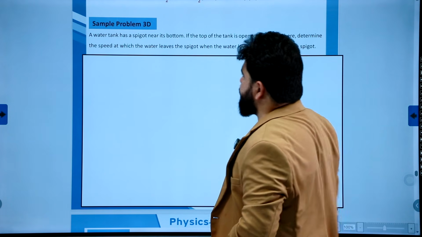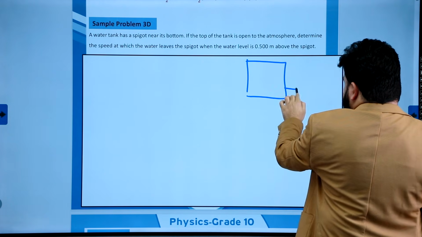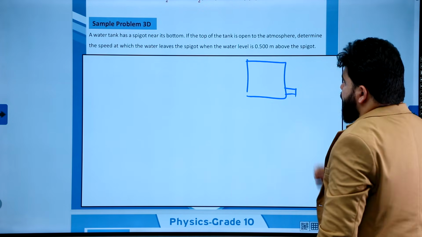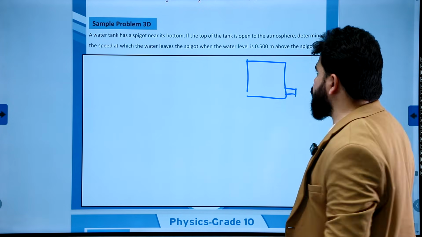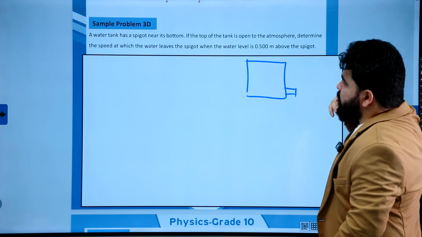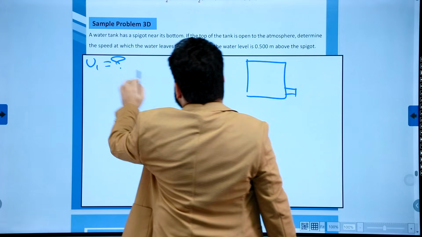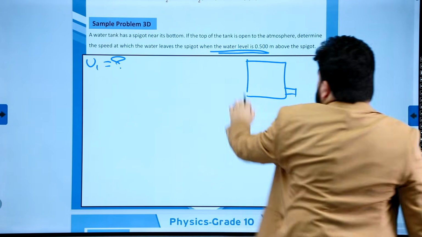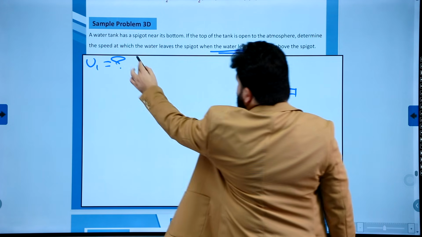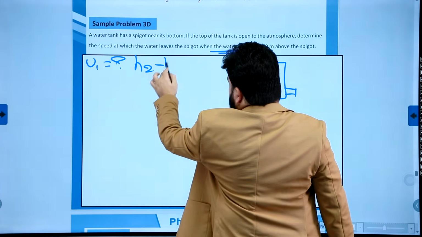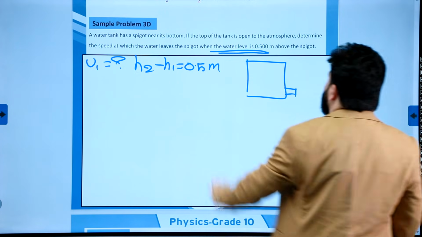A tank has a spigot near its bottom. So you basically have a tank like this and you have a spout here. If the tank is open at the top, determine the speed at which the water leaves the pipe. So V1 is equal to what? If you know that the water level, whenever it says water level, it means H2 minus H1, is equal to 0.5 meter.